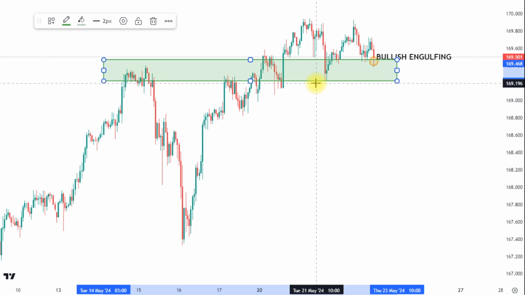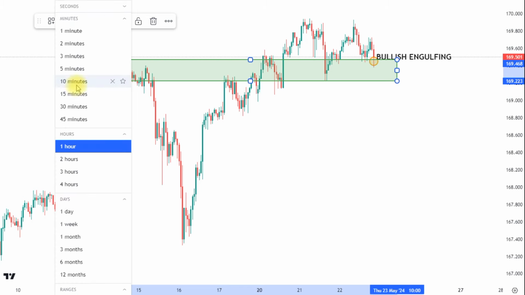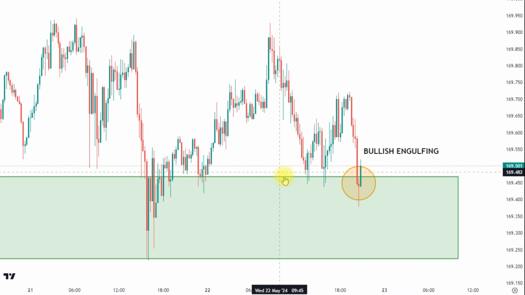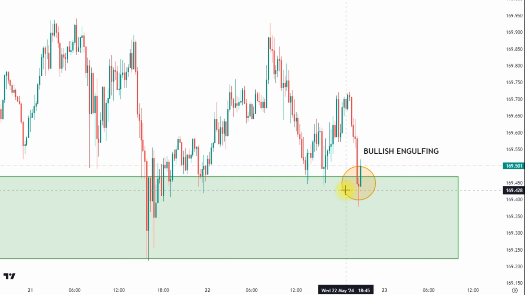So it's a really key level, a really strong one, which we can expect the market to react to again. So let's jump back to our 15-minute time frame. And here we see that we reached this area already.